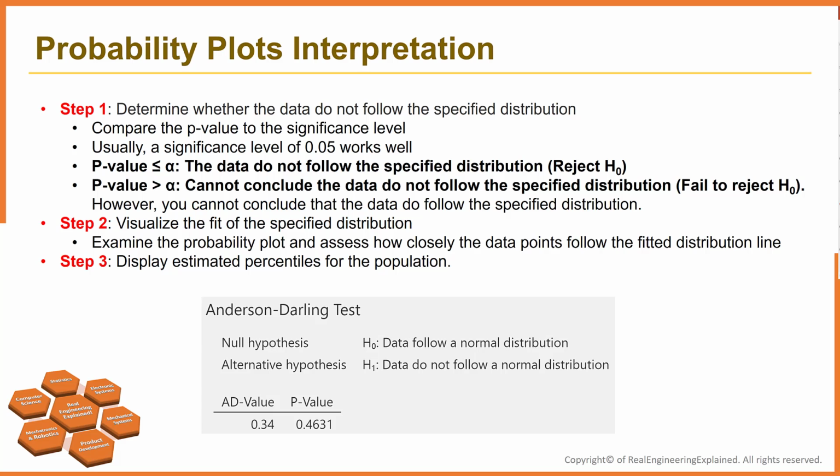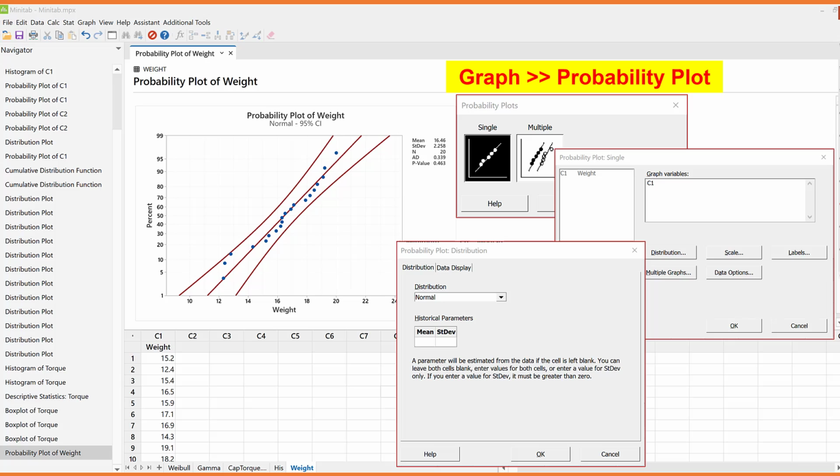Step 2. Visualize the fit of the specified distribution. Examine the probability plot and assess how closely the data points follow the fitted distribution line. If the specified theoretical distribution is a good fit, the points fall closely along the straight line. Step 3. Display estimated percentiles for the population. Hold the pointer over the fitted distribution line to see a chart of percentiles and values.